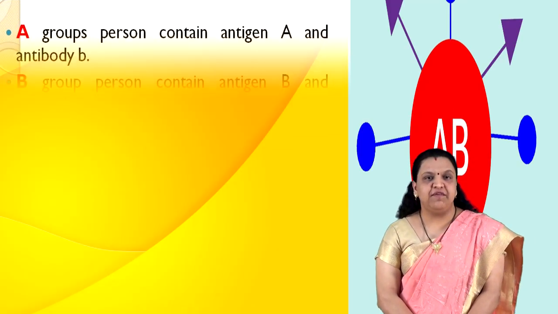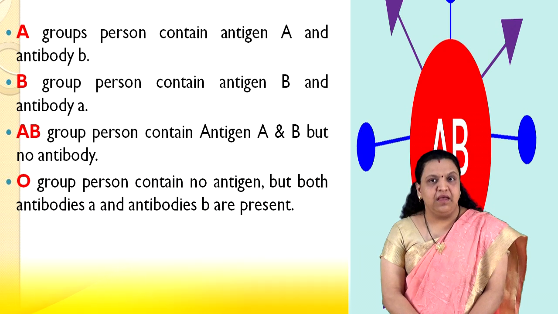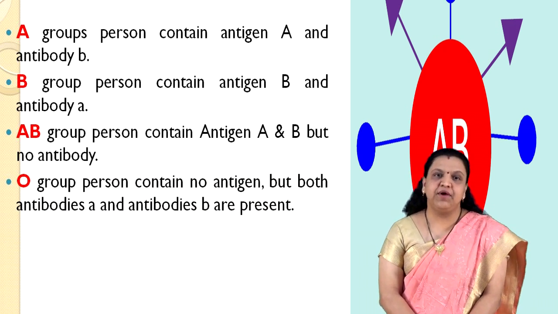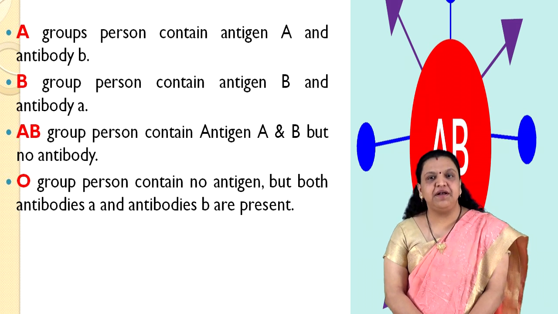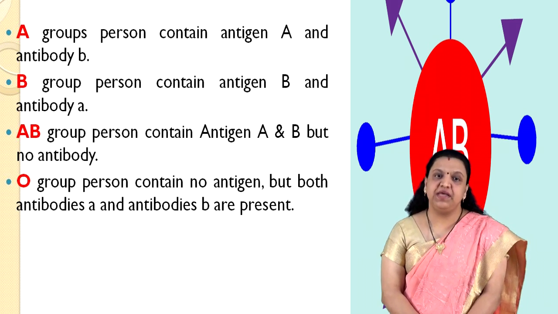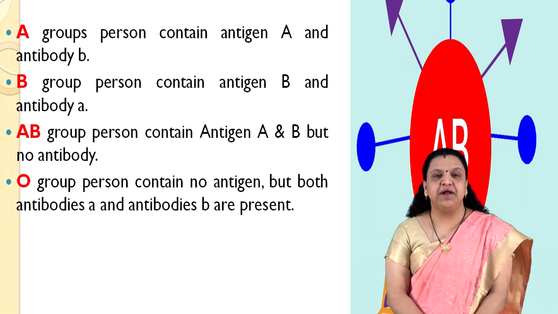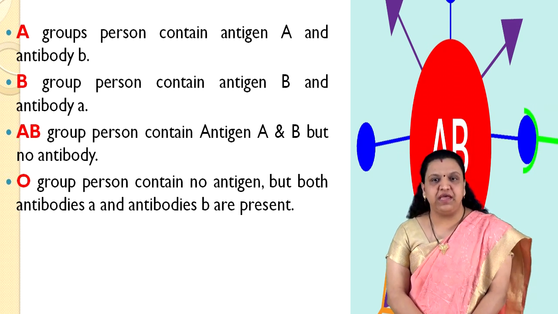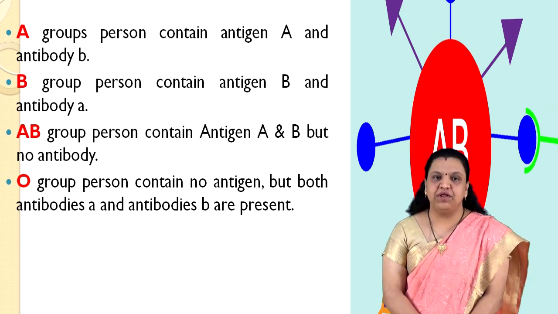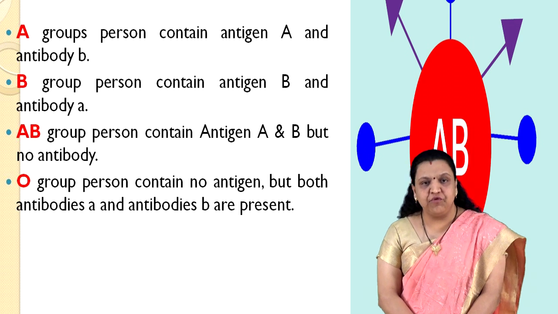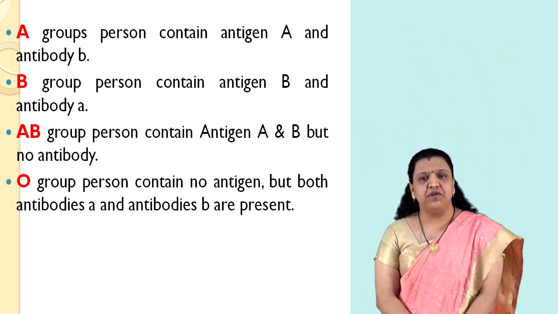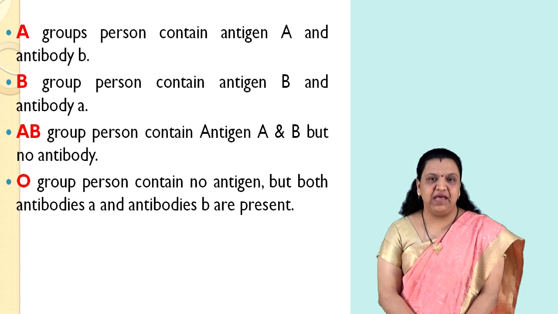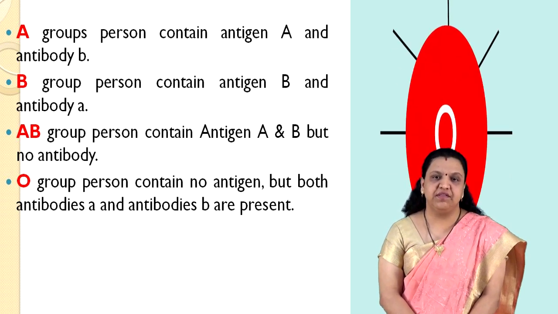A person having the blood group A has the antigen A and antibody B. Similarly, a group B person contains antigen B and antibody A. A person having the blood group AB has antigens A and B but no antibodies. The fourth group is the O group, where the person contains no antigen but both antibody A and antibody B are present in the system.